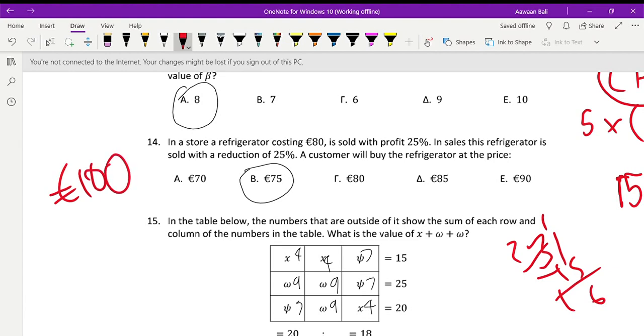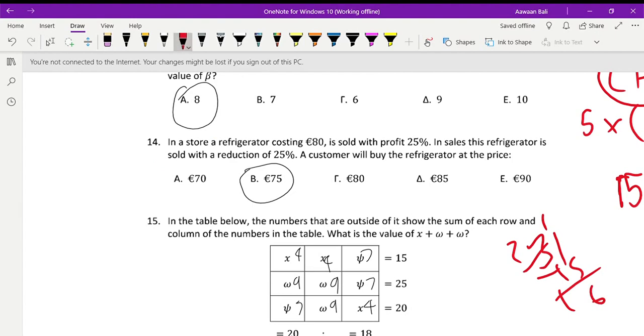Now it says this is sold with a reduction of 25%. But it won't be 80 again. It's different. When you're doing this 25%, it's divided by 4. 100 divided by 4 is 25. Now basically 100 euro minus 25 euro is 75 euro. So therefore your answer is beta. Easy, right? However, there is a better way to do this.